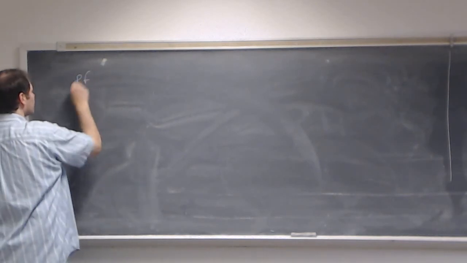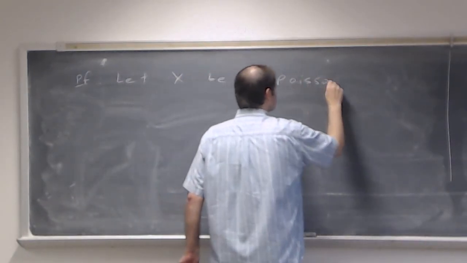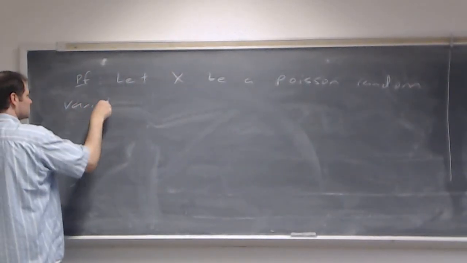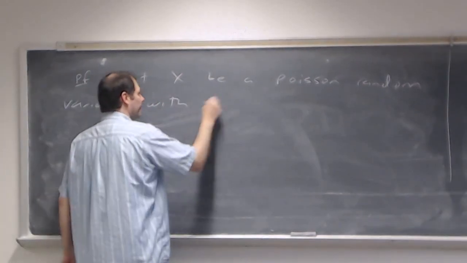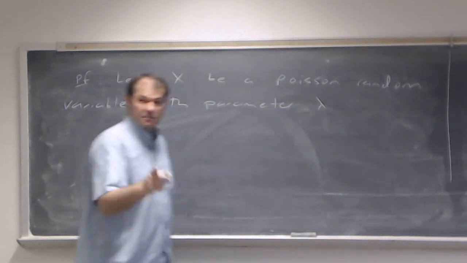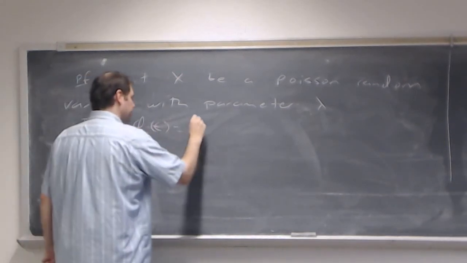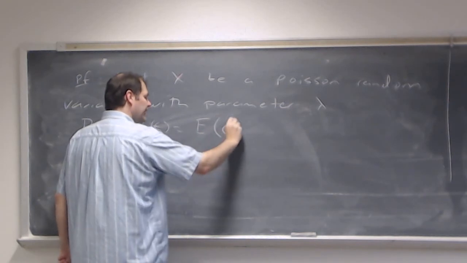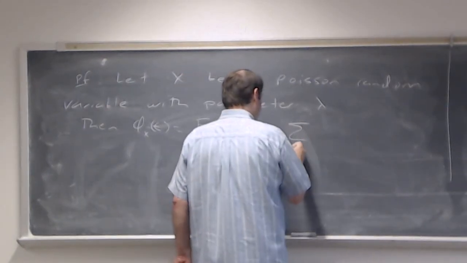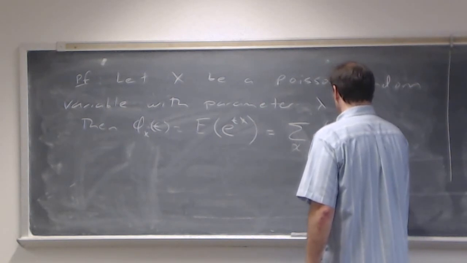Okay, so prove: we let X be a Poisson random variable with parameter lambda. Then phi sub X of t, by definition, is the expected value of e raised to tX. Now this is a discrete random variable, so it's a sum over the x values of e raised to tx times f of x.